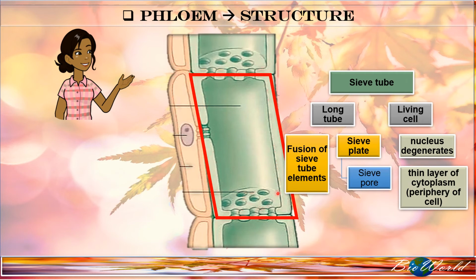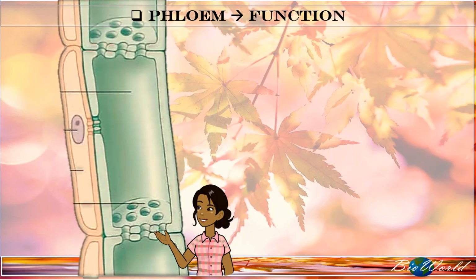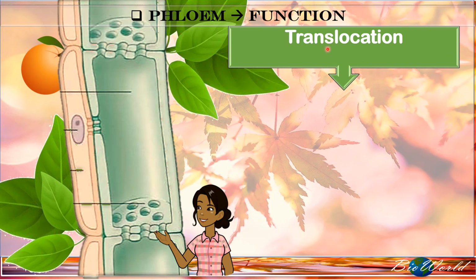So how is it possible that the sieve tube remains alive? This is because sieve tubes have what is known as a companion cell. These companion cells are active living cells with dense cytoplasm. The companion cell and sieve tube work together to carry out translocation.